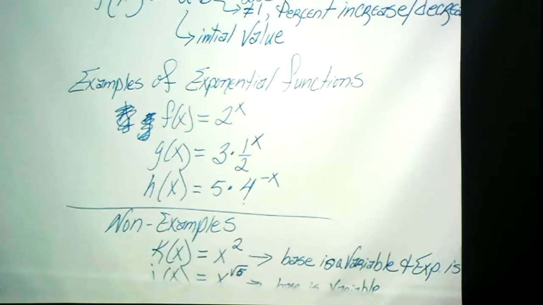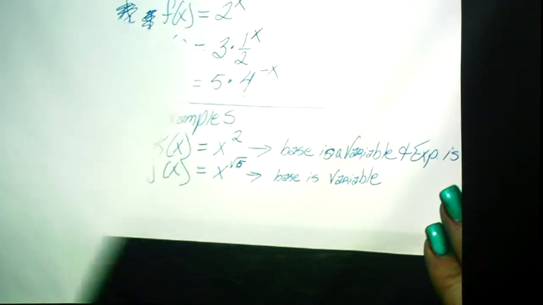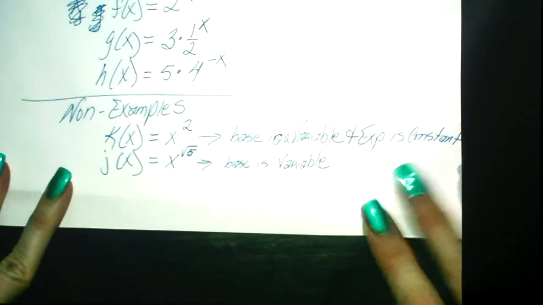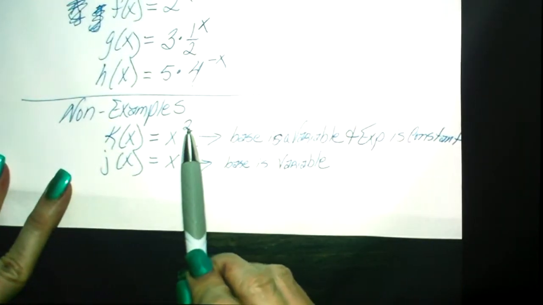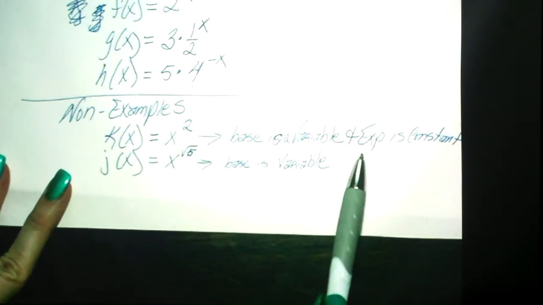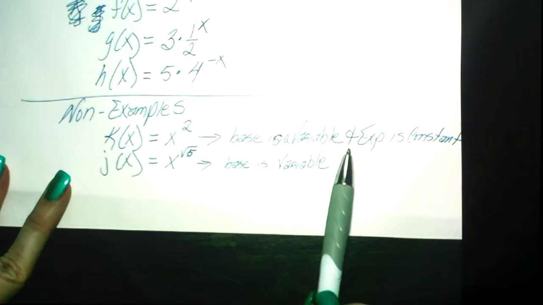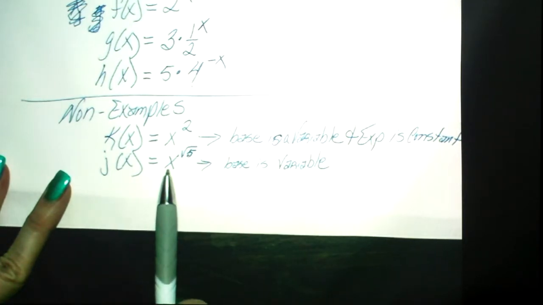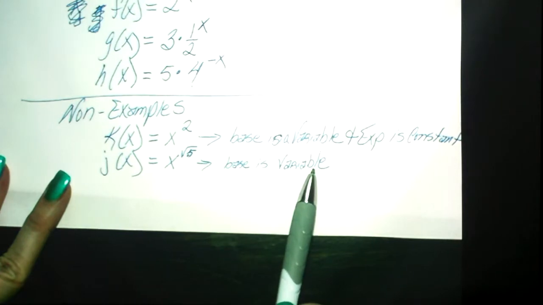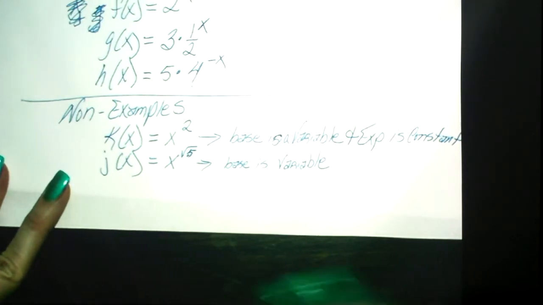Okay, here are some non-examples. Non-examples include k of x, x raised to the second power. The base is a variable, therefore it's not an exponential function. j of x, we have x raised to the square root of 5. The base is a variable, therefore it's not an exponential function.